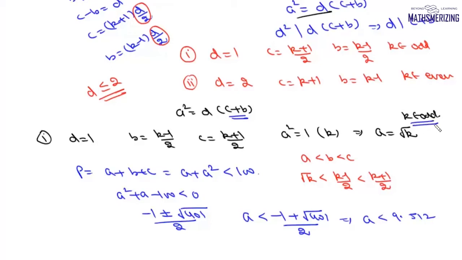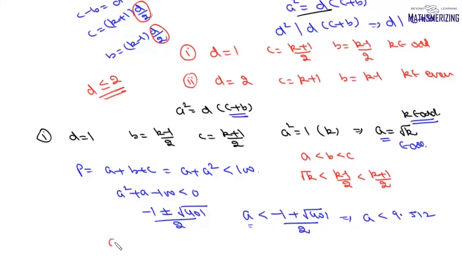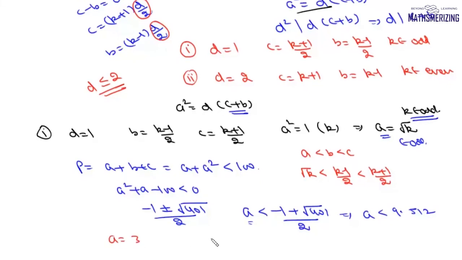Now since k is an odd number, this a will be an odd number. So we'll have the values of a which are odd and which are less than 9.512. And also under root k must be less than k minus 1 by 2. So we cannot have 1 because 1 is not less than 0. So the possible values of A here are 3, 5, 7 and 9. So value of A should be 3, 5, 7 and 9.